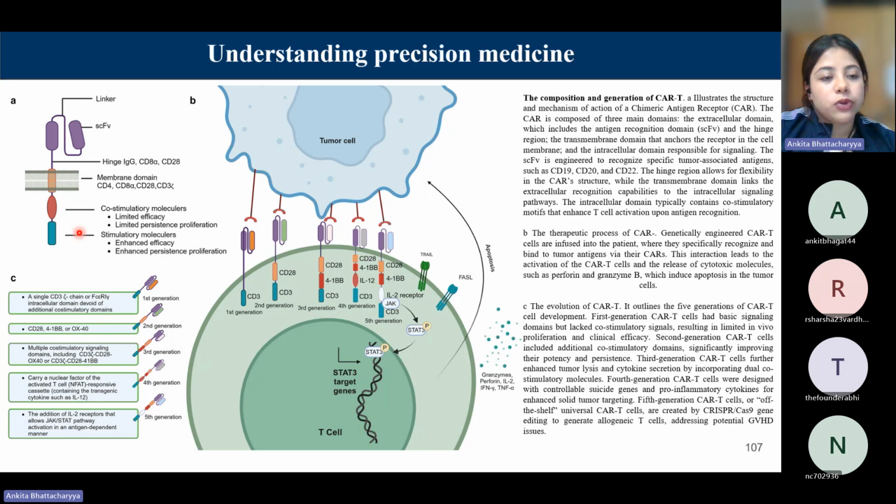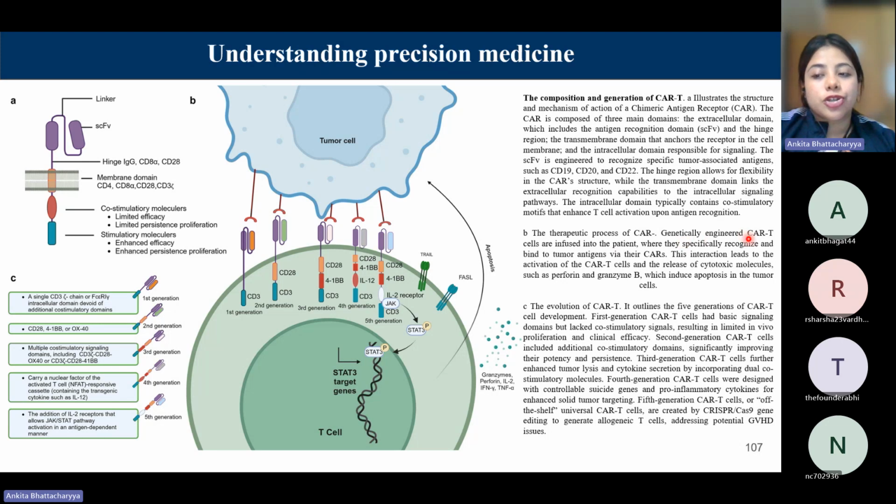And also in blue, you can see there are stimulatory molecules also. So these are just modifications that have come up over time, which I'll explain when we come to all these different generations of CARs. So these are the basic ideas that have been kept in mind while designing chimeric antigen receptors. Now, what exactly happens under the therapeutic process of CARs?